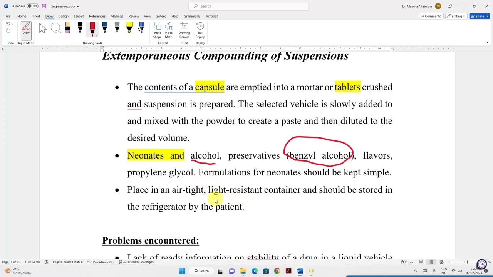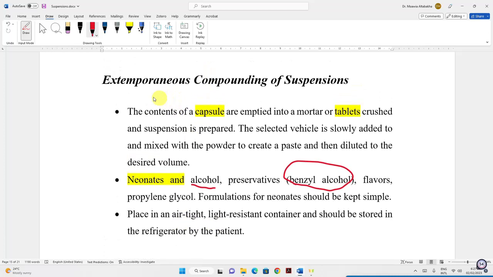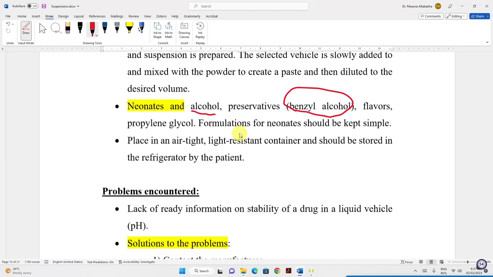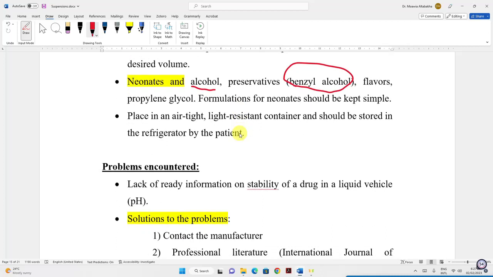Don't forget that if you are preparing an extemporaneous suspension, keep it in an airtight, light resistant container, because you don't know what the expiry date is. This is extemporaneous, so you want to keep it in a refrigerator and in an airtight and light resistant container. The problem, as I said, is you don't know the expiry date, and you don't know if your drug is compatible, and you don't know many things.